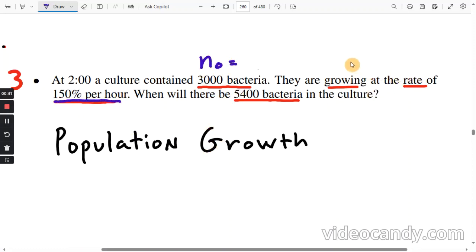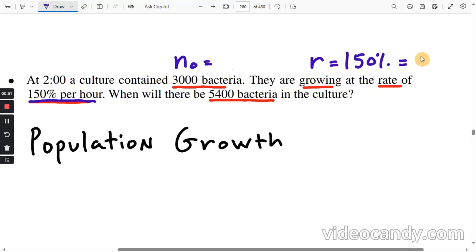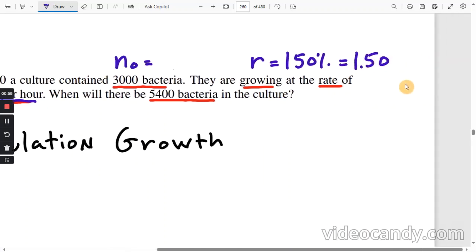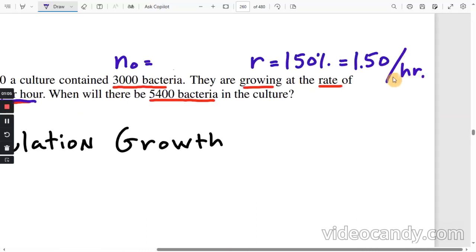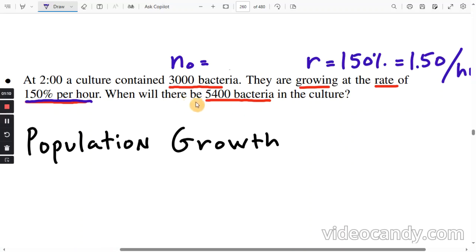So the rate R, if you take 150% and you move that decimal over 2 places, that's 1.5, or you can say 1.50 per hour. All right, notice it says per hour, so I just wrote hour in the denominator. All right, and finally, when will there be 5,400 bacteria? Well, that is going to be your n of t.